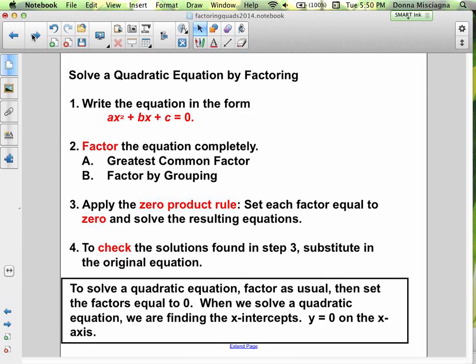And solve the resulting equations. And to check the solutions, and this is an optional step, to check the solutions found in step 3, all you have to do is substitute in the original equation. All right, so to solve a quadratic equation, factor as usual, then set the factors equal to 0. When we solve a quadratic equation, we're finding the x-intercepts, and y is 0 on the x-axis.